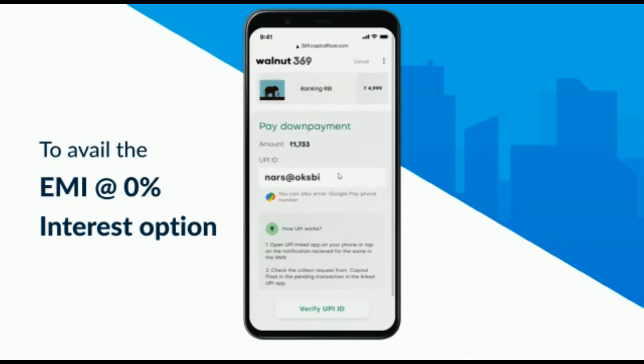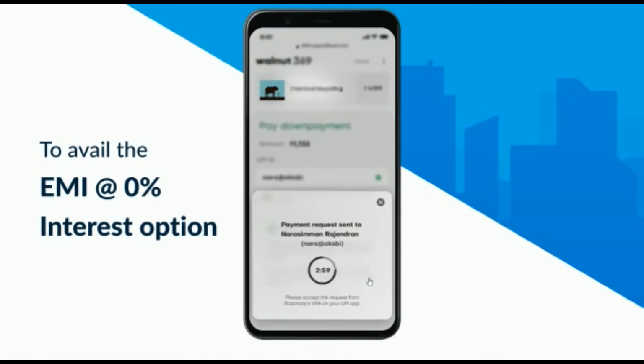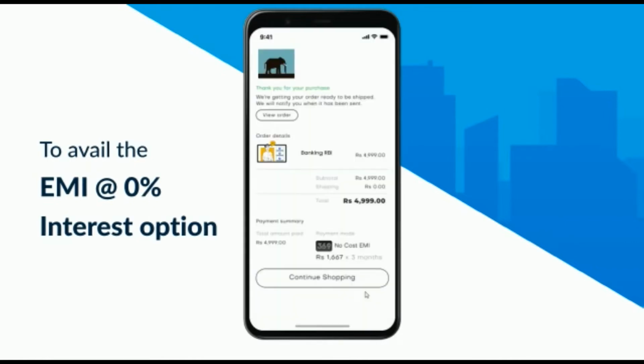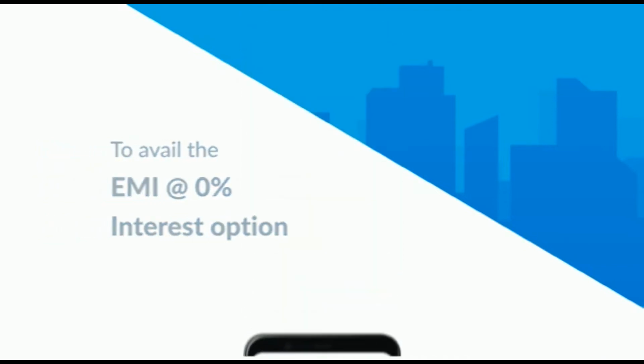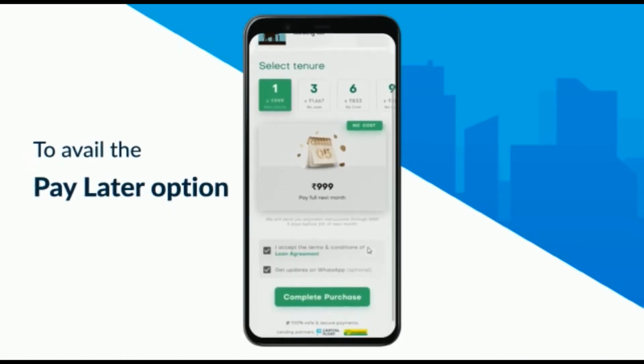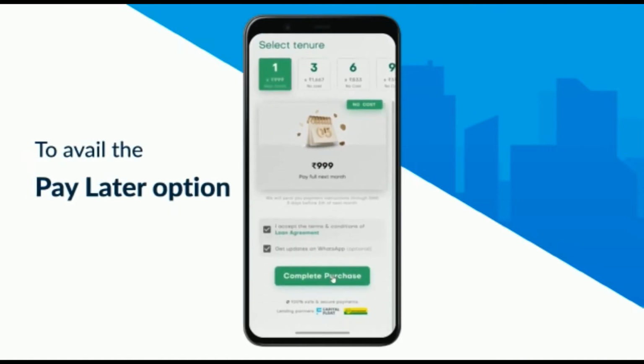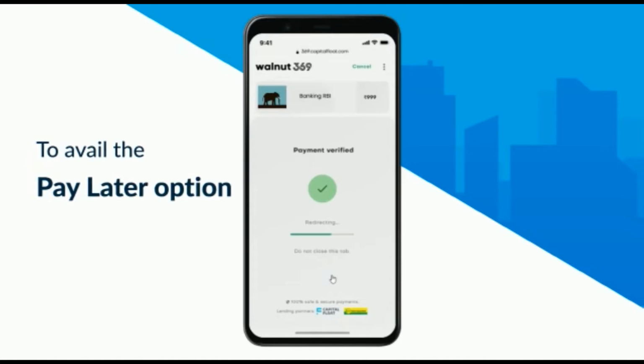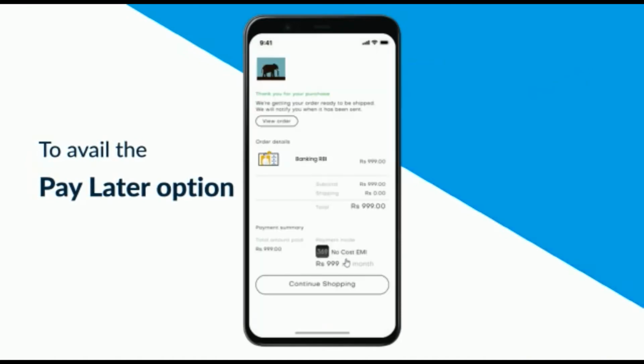Enter your UPI ID to verify the same and click on the Pay tab below. The payment will be done and you can start studying from here on. To avail of the Pay Later option, you have to select the EMI option and select the 1 month tenure option. Then click on Complete Purchase. That's it. You will have to pay the respective course amount after a month.